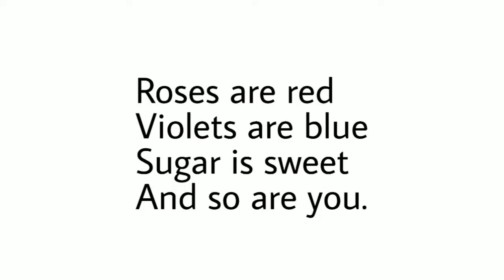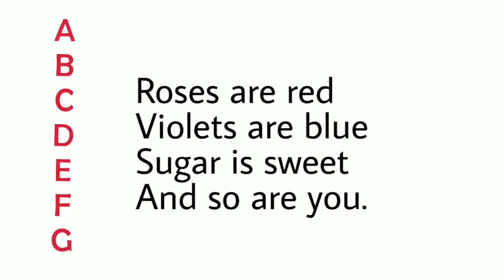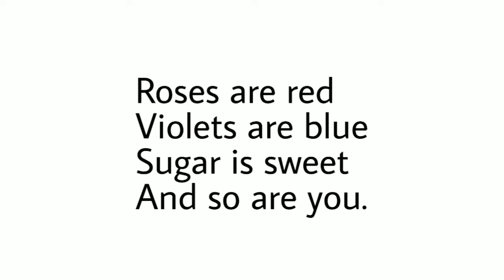Look at this poem. Roses are red, violets are blue, sugar is sweet, and so are you. Rhyme scheme always goes according to alphabets and always starts with letter A. First line, to red we will give A. For the next we will give B because blue is not rhyming with red. We have to check the previous word every time.